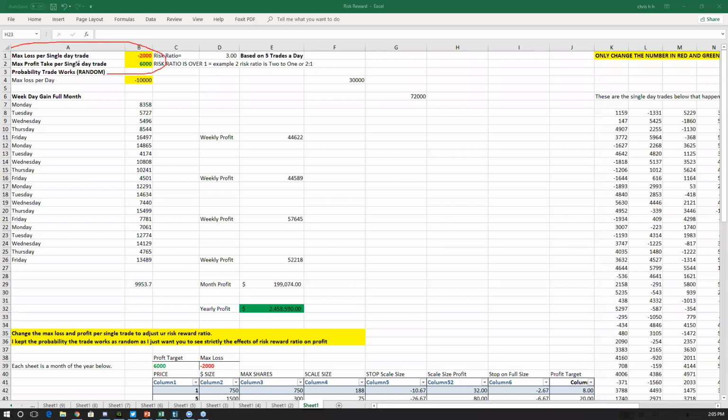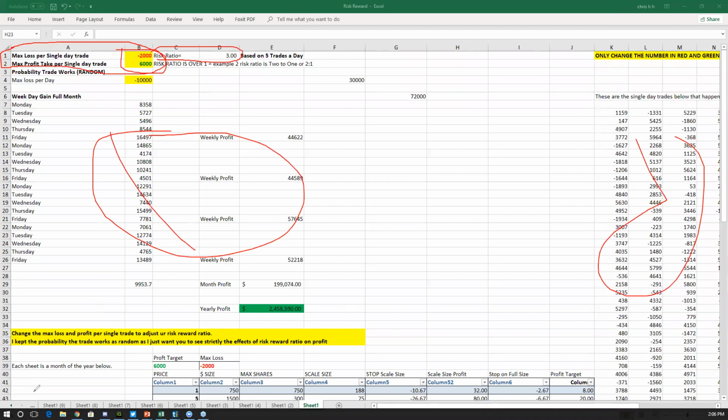And this, I'm just going to change this to say minimum profit per trade. So these two areas here. And I want you to focus on the risk reward ratio itself. These numbers themselves are just the simulation running in the background. It's running across multiple spreadsheets. And then I want you to look at the yearly profit, because these are the most important factors.